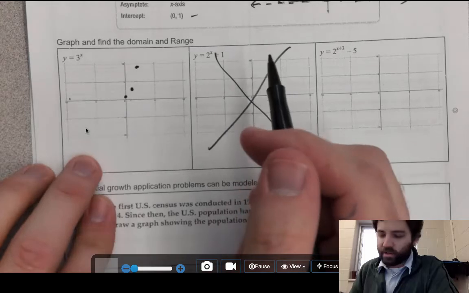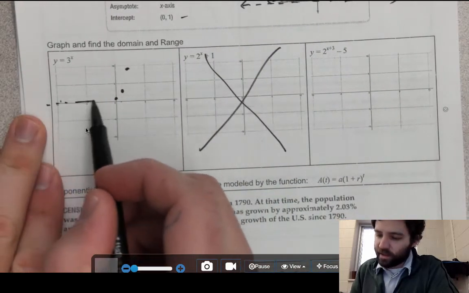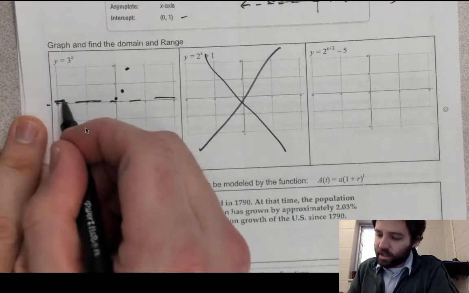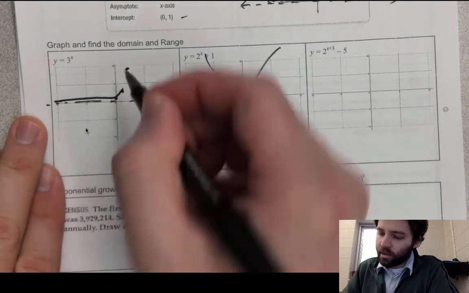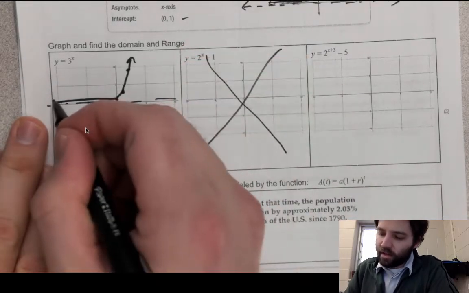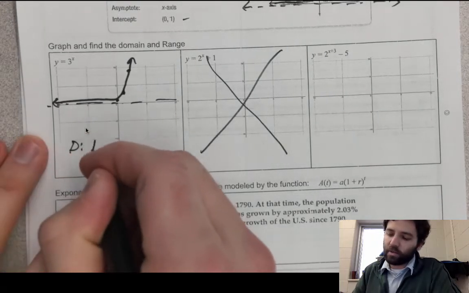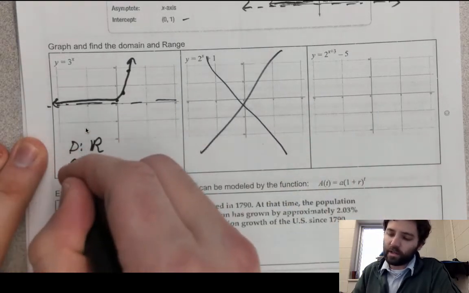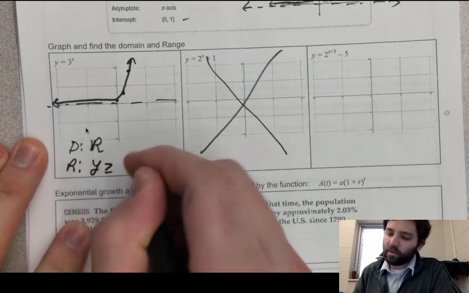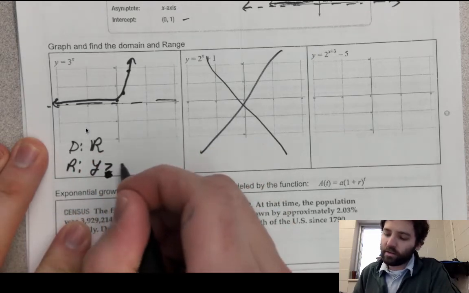Once I get a couple of points, and I know the asymptote here is at the x-axis in this one, I can just sketch in just a sketch of that function. So it looks something like that. The domain here is all real numbers, like they all will be, and then the range is going to be y greater than 0.